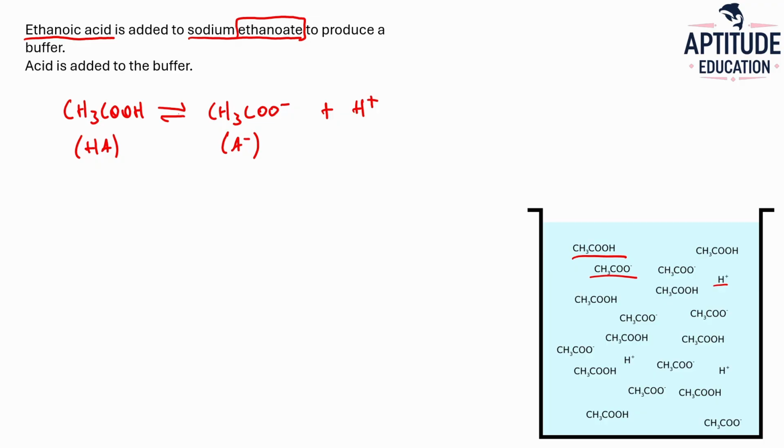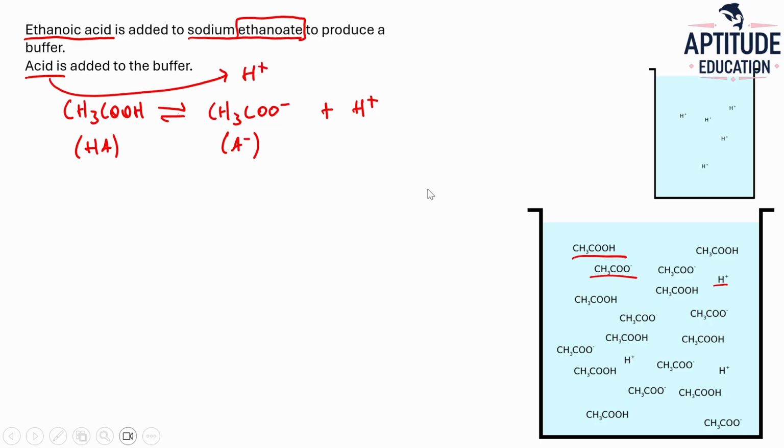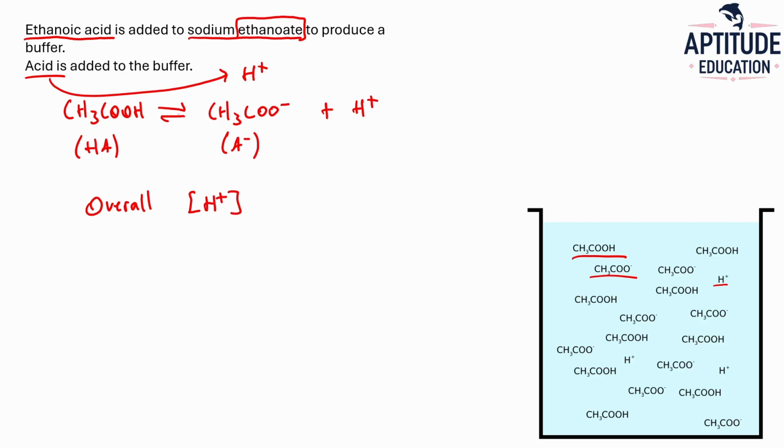In this first example, we've added acid to a buffer. So all we're really adding is H plus into our solution. And when we add that H plus into our solution, the overall concentration of H plus in our solution will increase. So the right side of our equation is going to increase, and Le Chatelier's principle will tell us that the equilibrium will act to counteract the increase on the right side of our equilibrium. So therefore, our equilibrium is going to shift left and produce more undissociated ethanoic acid.